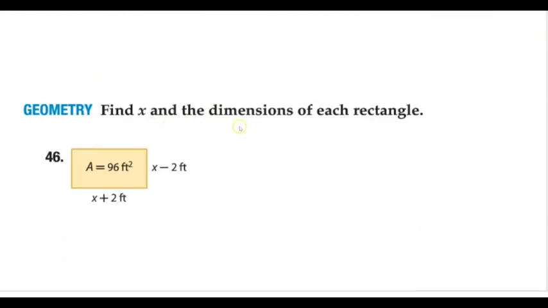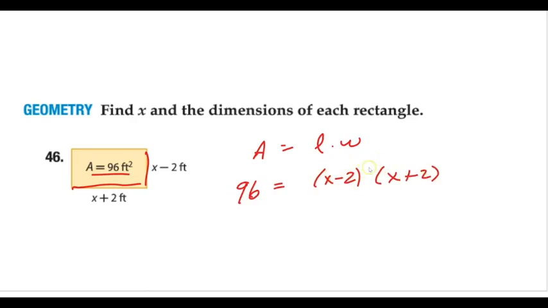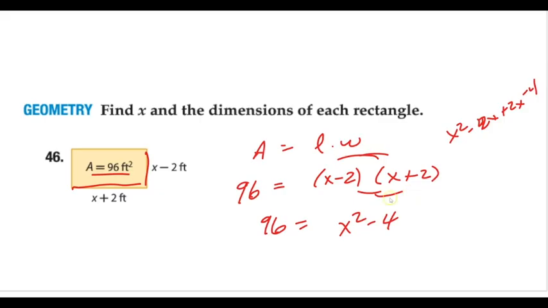One last one, find x and dimensions of each rectangle. They want me to find dimensions of this rectangle. They tell you the area is 96. Remember the way you find area of a rectangle? Length times width. I need area is 96. The length is x minus 2. The width is x plus 2. Well, we can multiply this out. I get 96 equals x squared minus 4. The difference of two squares. You can do the whole thing if you want, but the difference of two squares, you should know automatically that's x squared minus 4 because the middle can cancel out.